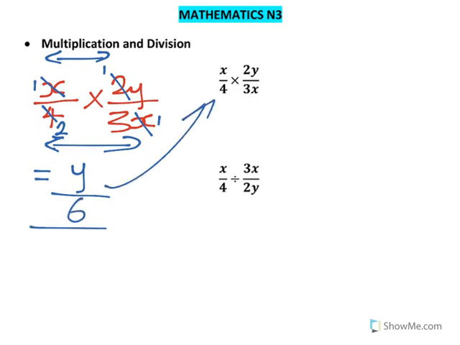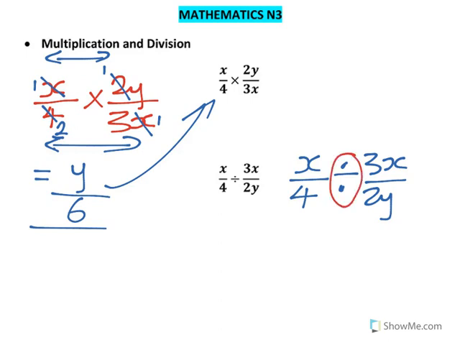Now, look at the solution for this one: x over 4 divided by 3x over 2y. Because of the division sign, it is not correct to first cancel like we did in the previous example, but you must change this division sign into a multiplication sign. In other words, you first write x over 4 times, and the moment you put a times, you invert. The top comes to the bottom and the bottom goes to the top.